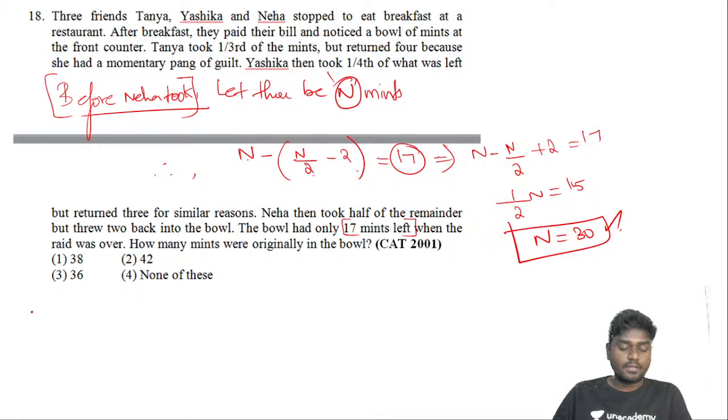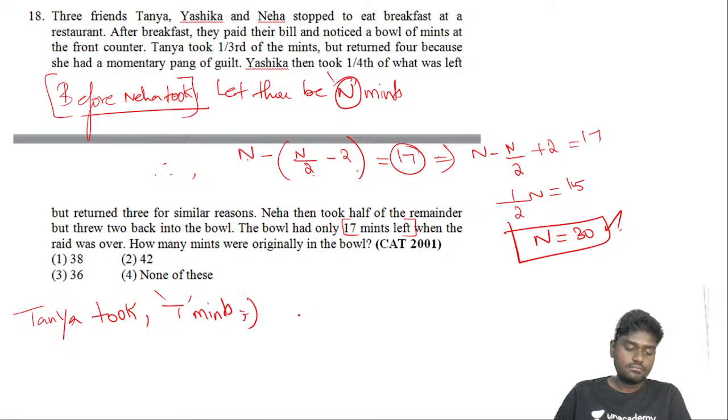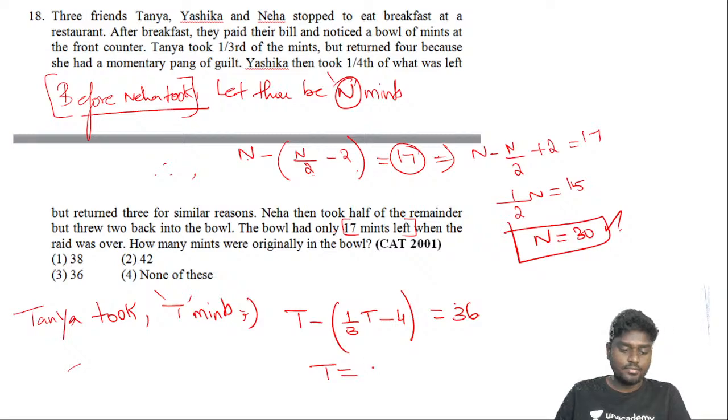In the same way, when it comes to Tanya, the first person, I take Tanya took, let there be T minutes. I took it as T minutes, T for Tanya, right? From this, I can say that T minus, Tanya took 1/3 of the remaining, so 1/3 of T, and she returned 4. This will be equal to 36. From this, I can easily find the value of T to be 48.